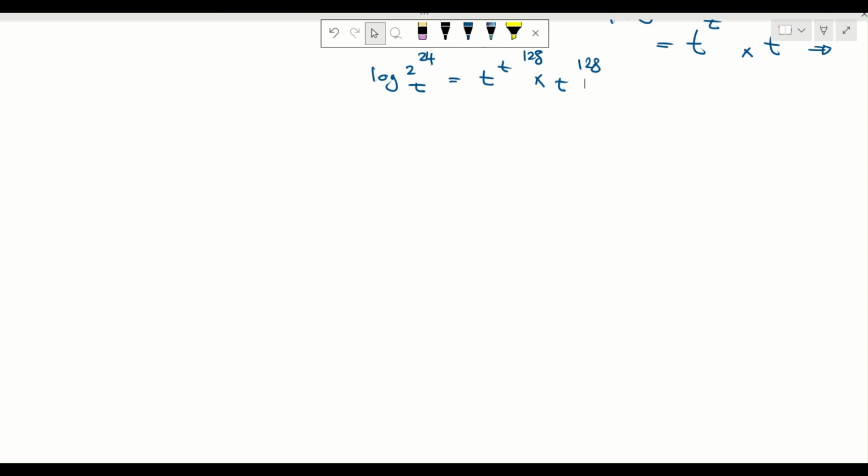Now I can simplify it a little bit further by removing this log and write it as 2 to the power of 24 is basically t to the power of 128, and then times t to the power of 128.